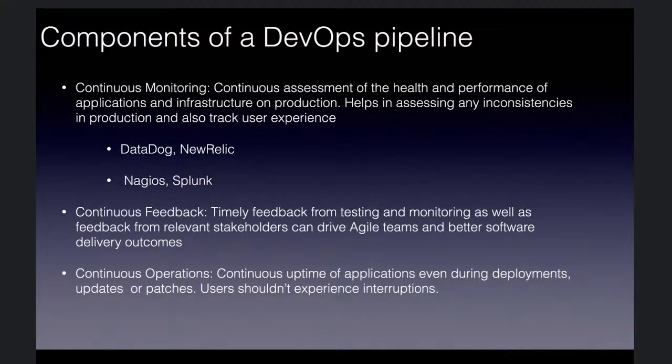And then continuous operations. We have our code running, we think it's fine. Oh, but I need to update my servers, or I need to make a new deployment. Whatever you do, the goal is your application should be up. If you need to fix a patch, you have to figure out ways that when you're fixing the patch, nothing goes down completely. So there are technologies for this.